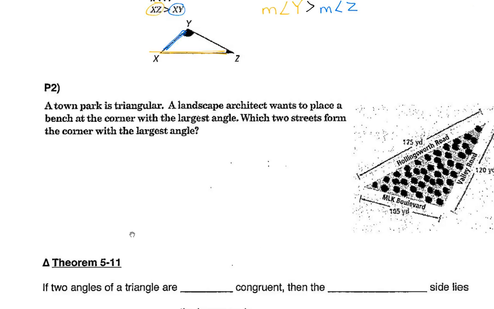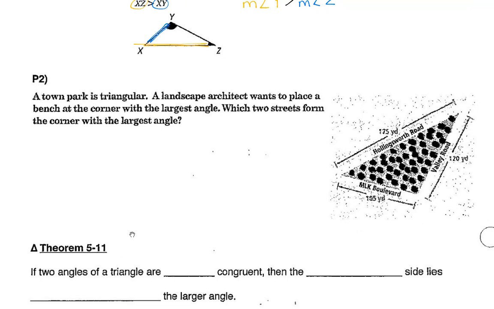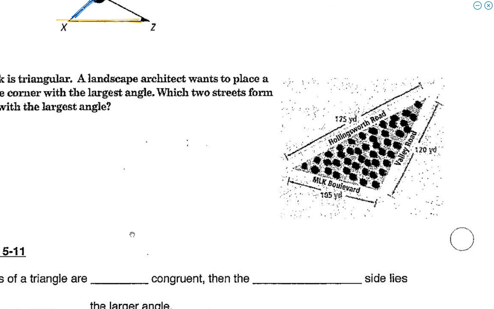A town park is triangular. A landscape architect wants to place a bench at the corner with the largest angle. Which two streets form the corner with the largest angle? Since neither of the sides are congruent, we can say that the largest angle is going to correlate opposite to the longer side. So MLK Boulevard and Valley Road.